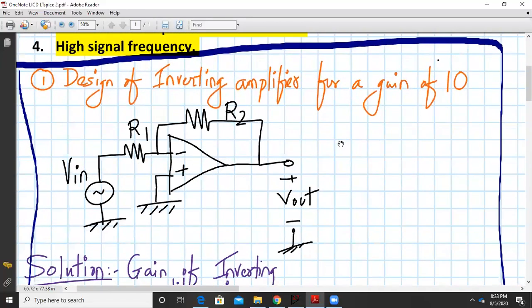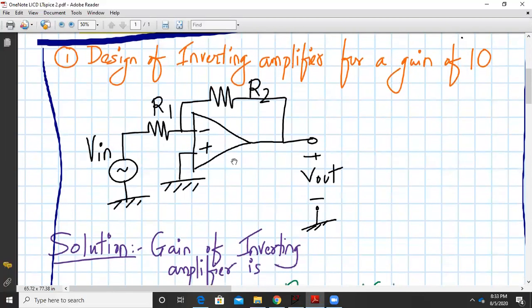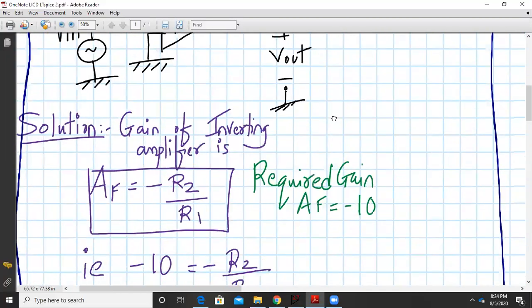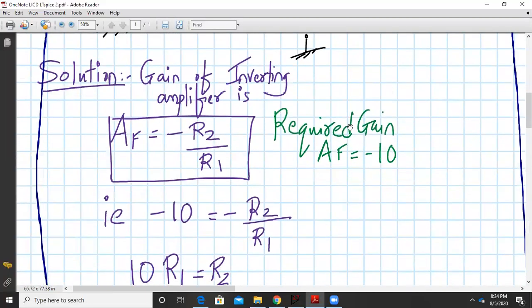The design statement is design of inverting amplifier for a gain of 10. So we all know that this is the inverting amplifier configuration using op-amp. So we have two external resistors R1 and R2 and input applied to the inverting terminal, and the non-inverting terminal is grounded. So the gain of this inverting amplifier is given by AF is equal to minus R2 upon R1.